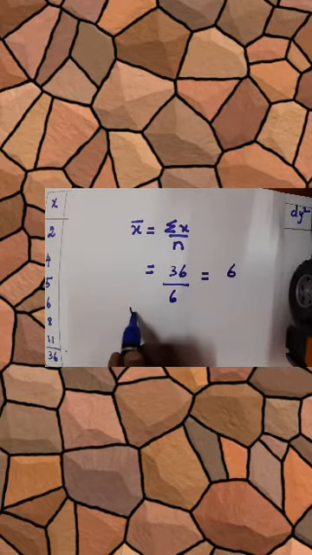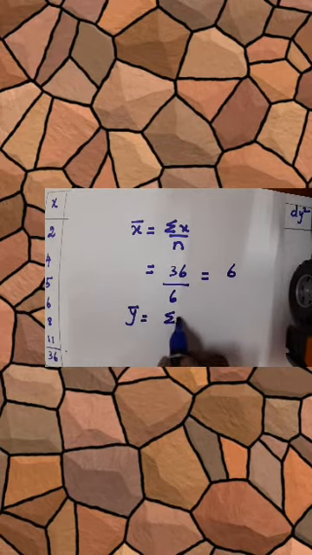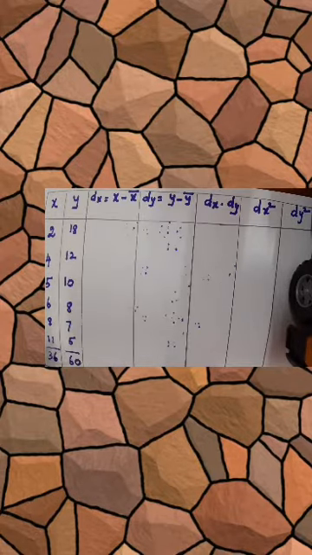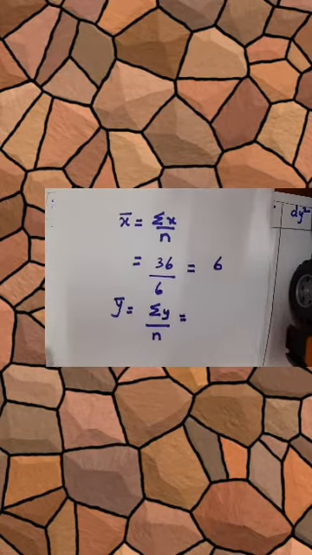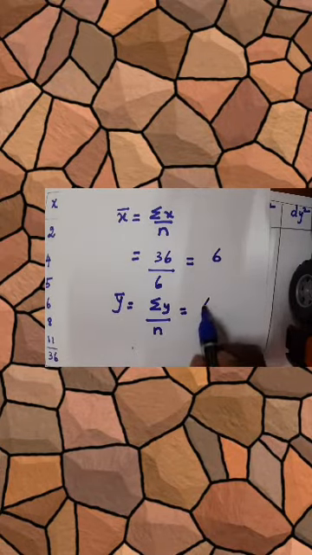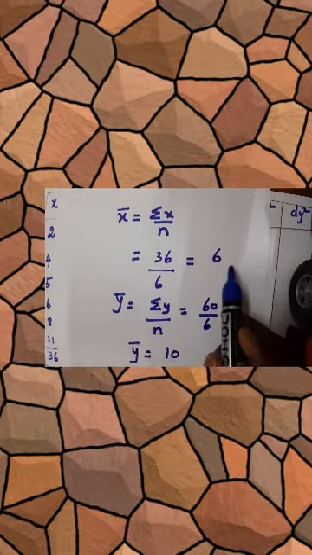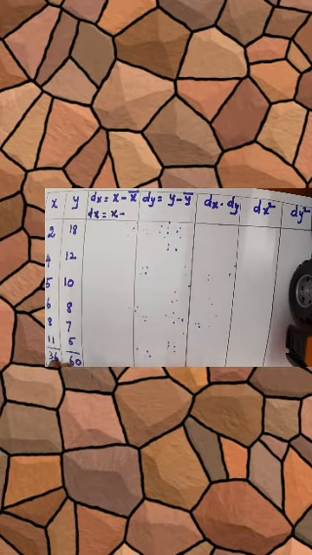Similarly, y bar is equal to summation of y divided by n. So what is summation of y? We got total y is 60. So it is 60 divided by 6. So y bar is equal to 60 by 6 will give you 10. So we have x bar as 6 and y bar is 10. Understood students? So now I can write this as dx is equal to x minus, what is the x bar we got? 6. Excellent. Okay.